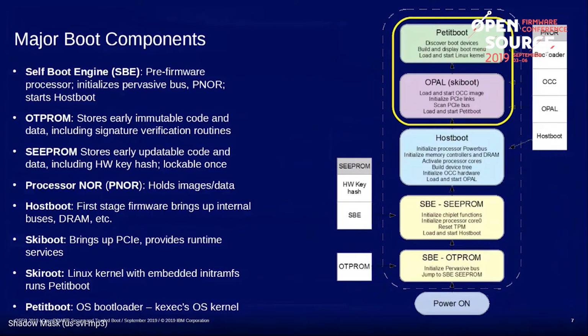I won't go into a great bit of detail, but I want to tell you a little bit about the boot components. So we have this small pre-firmware processor called the self-boot engine that does some initialization, passes control off to host boot. All of the routines that are used to verify the earliest code are contained in a one-time programmable ROM. And then we have a CPROM that stores a hash of our firmware keys so that we can actually update firmware if we have to do key transitions.